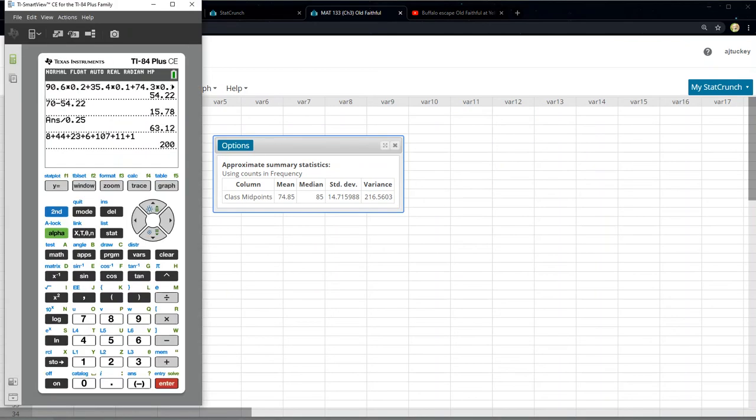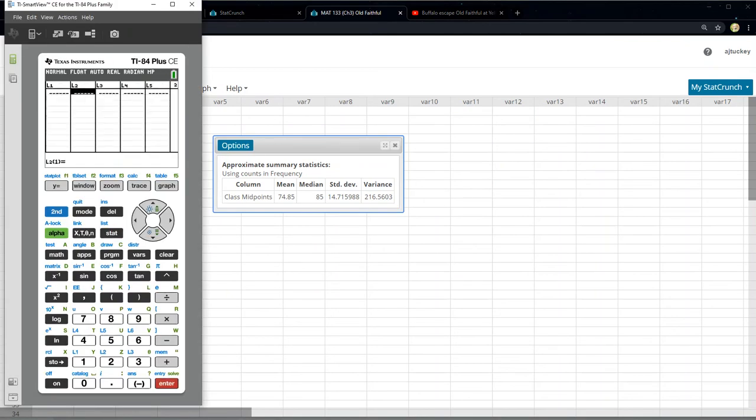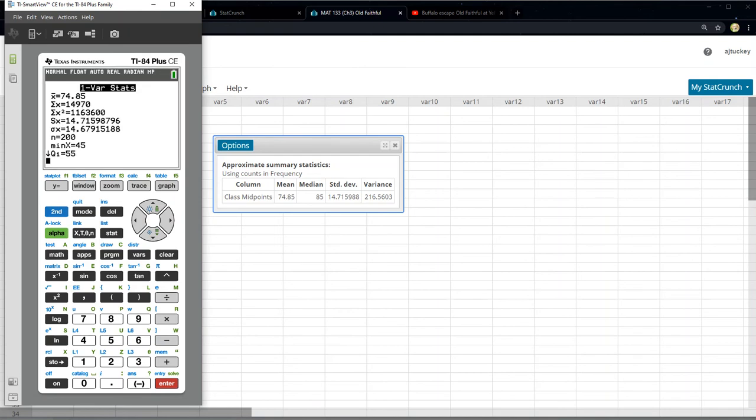Now, if you're in the calculator, you would have to do the same thing. So let me type in the midpoints and frequencies one second. There it all is. Stat, calculate. Of course, you want to get your freq on. Leave your frequency list as L2 and calculate, enter, and there you can see the mean is 74.85. The standard deviation, which is S, is 14.7159. Right? Same as with StatCrunch.